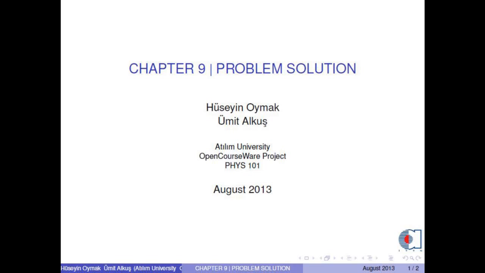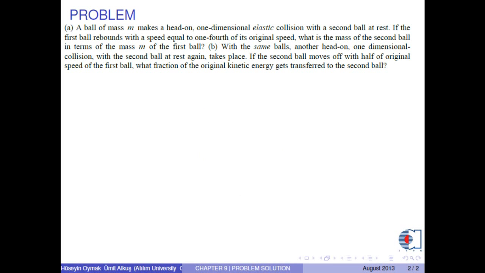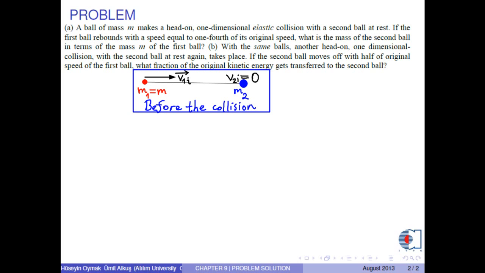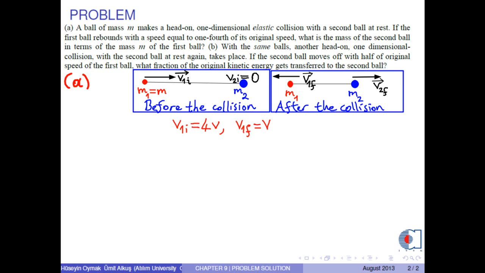In this video, we will solve one problem in chapter 9. A ball of mass m makes a head-on, one-dimensional elastic collision with a second ball at rest. If the first ball rebounds with a speed equal to 1/4 of its original speed, what is the mass of the second ball in terms of mass m of the first ball?